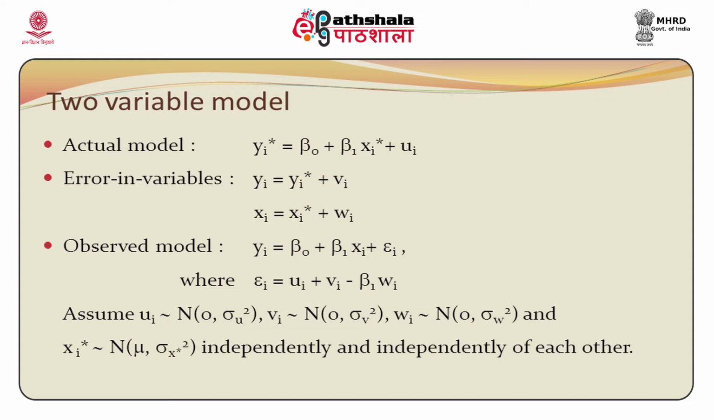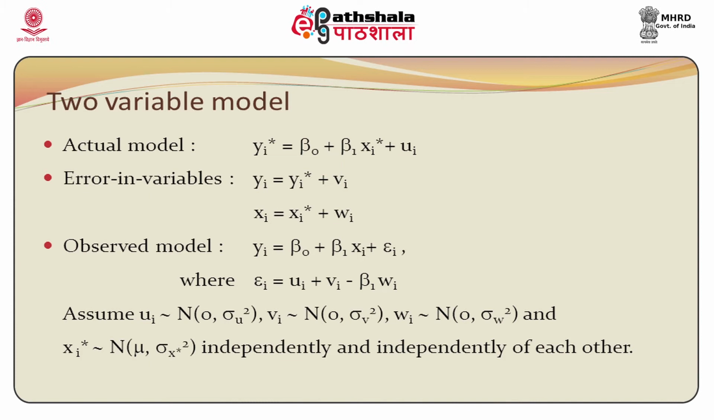Similarly, instead of xi star, we observe xi, and xi again is error contaminated, the error in this case being wi. So, ultimately what we observe is the model yi is equal to beta naught plus beta 1 xi plus epsilon i. Now, this error epsilon i is composed of the model error ui plus vi minus beta 1 wi. Remember, this is the reason why xi and epsilon i get correlated, and we have a problem of inconsistency if we are using the OLS estimator.